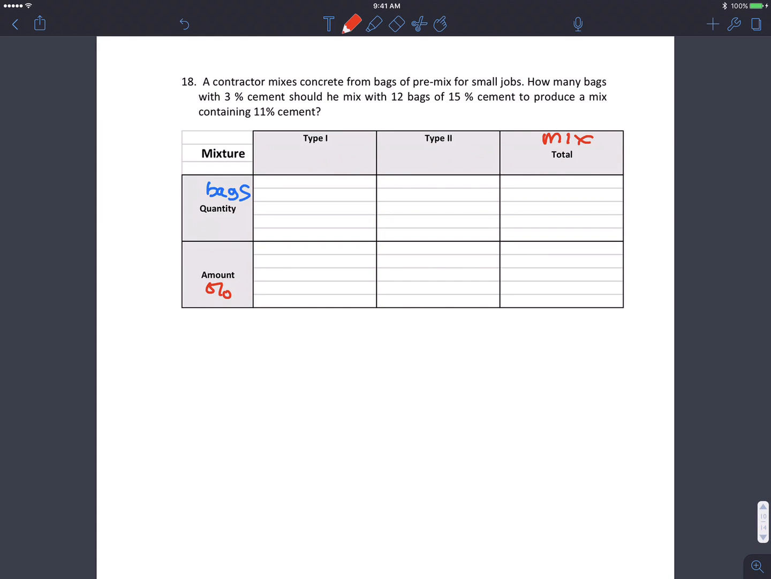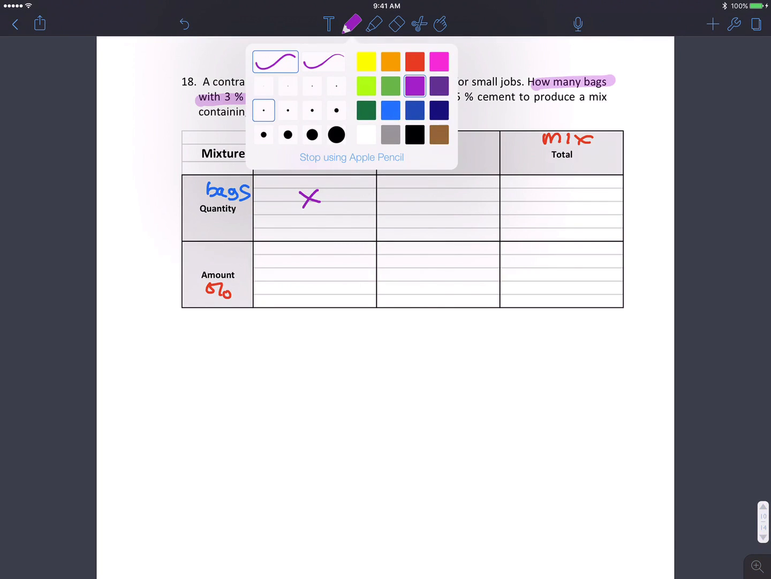So let's read this again and keep this in mind. A contractor mixes concrete from bags of premix for small jobs. How many bags with 3% should he mix with 12 bags of 15%? So we have two types. We have the 3% type, and notice, what's the question? How many bags with 3%? We don't know how many, it's silent. That's X.